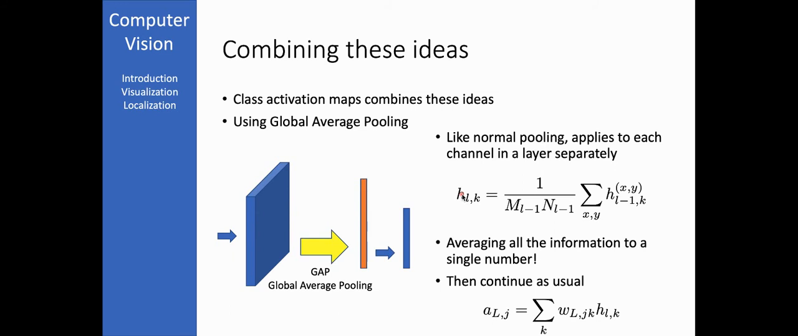Then I continue as usual. If I have 10 channels here, I convert them into 10 numbers. Now I have a hidden layer of size 10. So I can do linear classification, just like I did in the past.